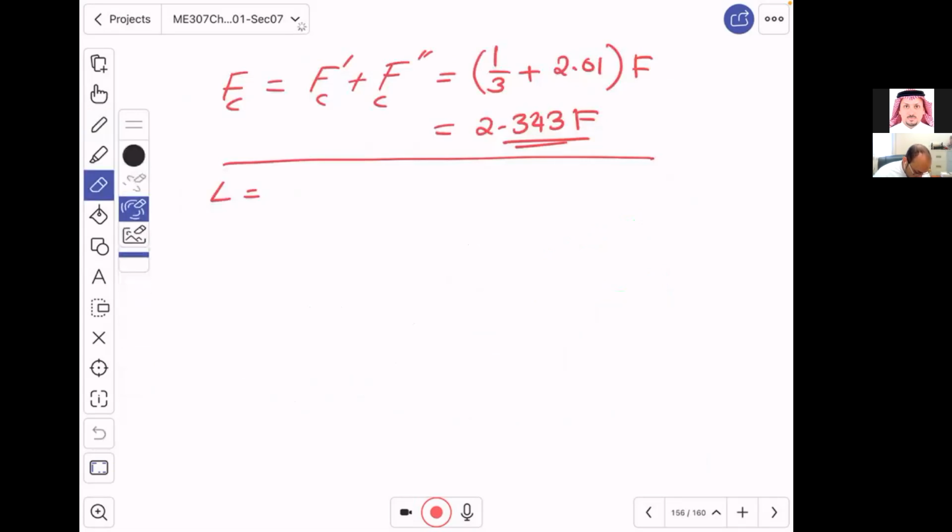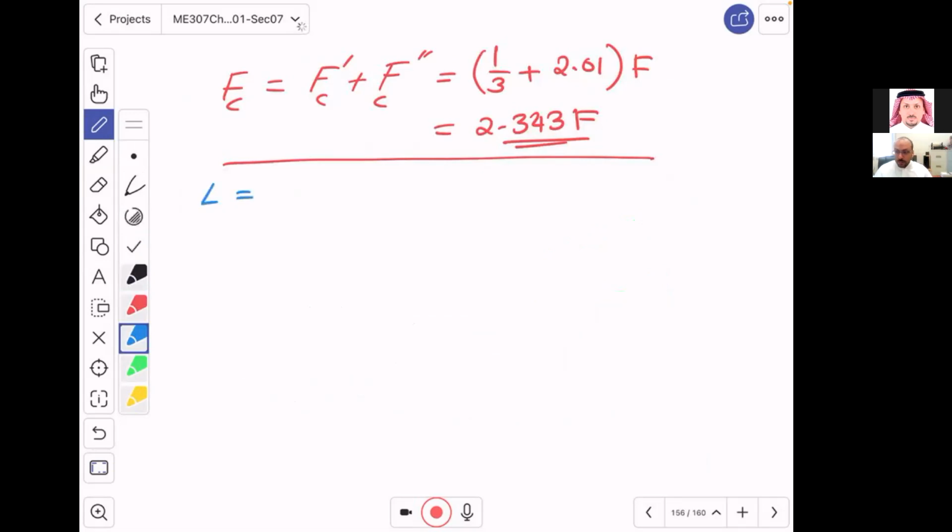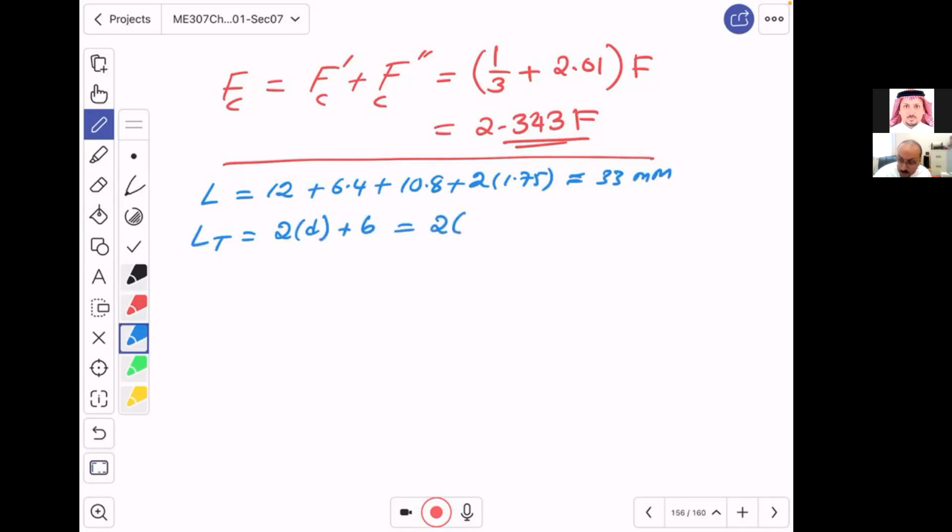So let me make this one in blue. The length of the bolt, I repeat, is 12, the thickness of the cantilever plus the thickness of the channel is 6.4, plus the height of the nut is 10.8, plus two threads, which is 1.75. The total, all of it, is equal to 33 millimeters. Okay, now I go to the length of the threaded portion, which is 2D plus 6 mm. So this is 2 multiplied by 12, remember this is M12, plus 6, and this is going to give me 30 millimeters.